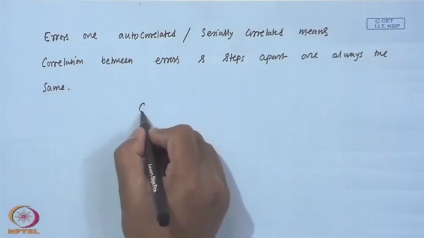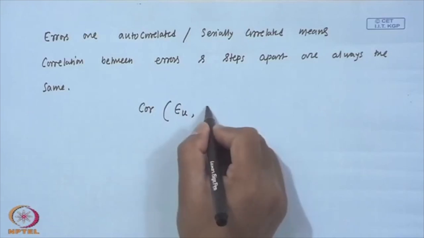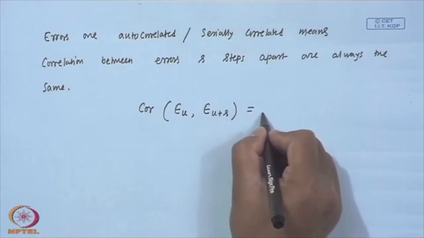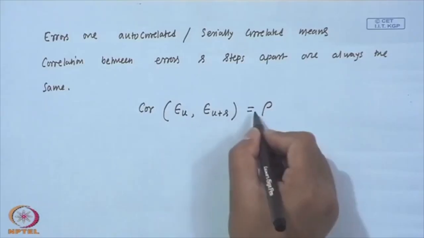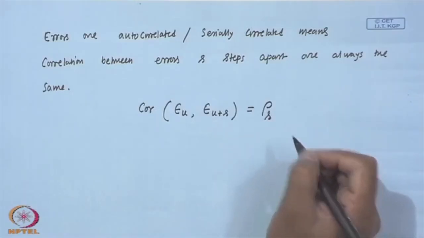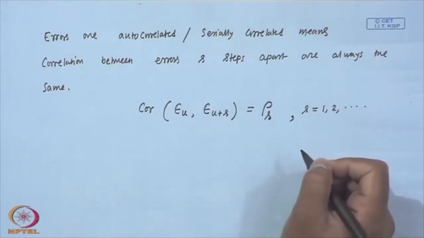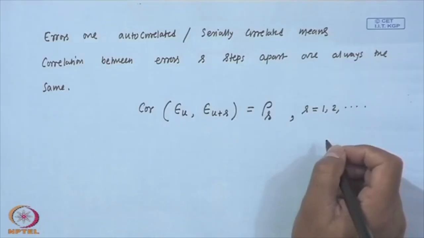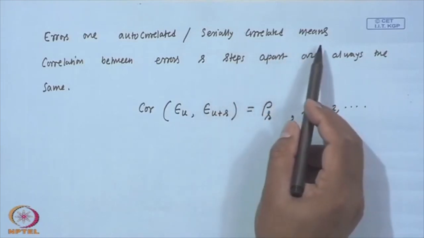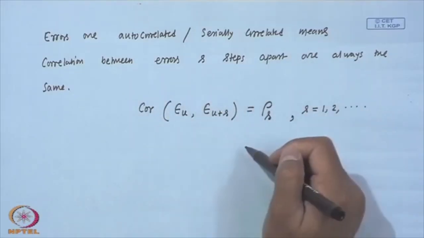That means, the correlation between epsilon u and epsilon u plus s is not 0, and this we denote by rho s, and this is for s equal to 1, 2, like this. So, this is what we mean by the autocorrelation in the error term. The errors are correlated or serially correlated means the correlation between errors s steps apart is always the same.